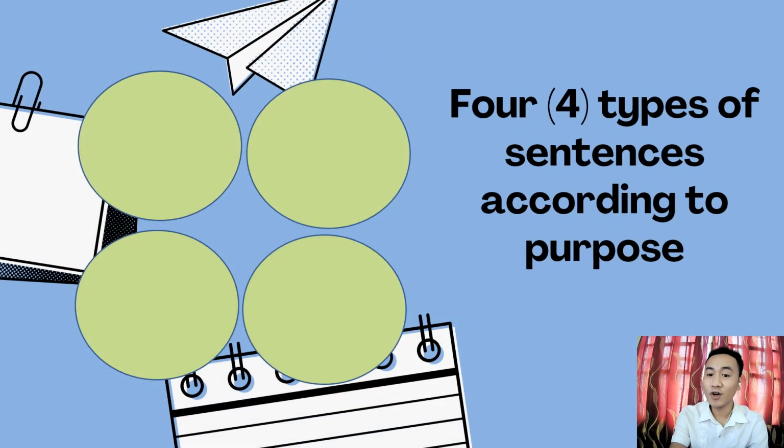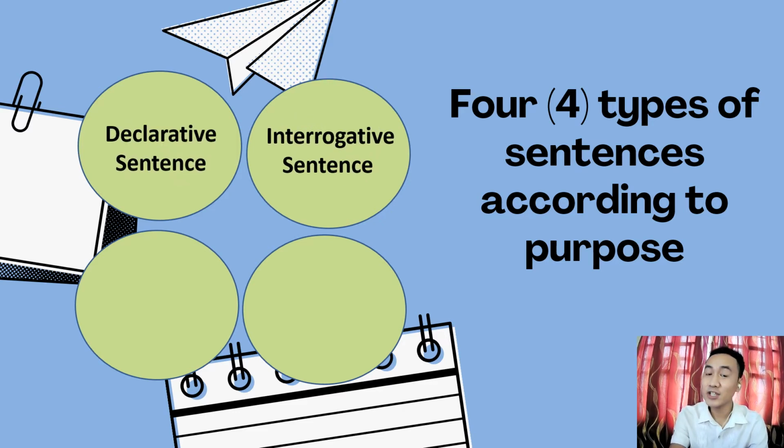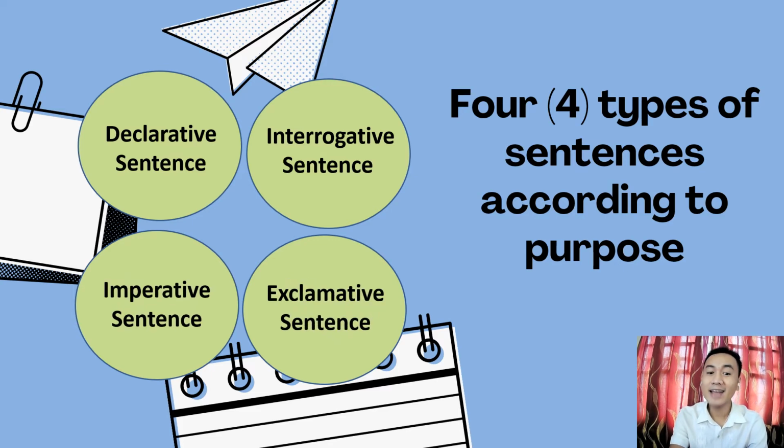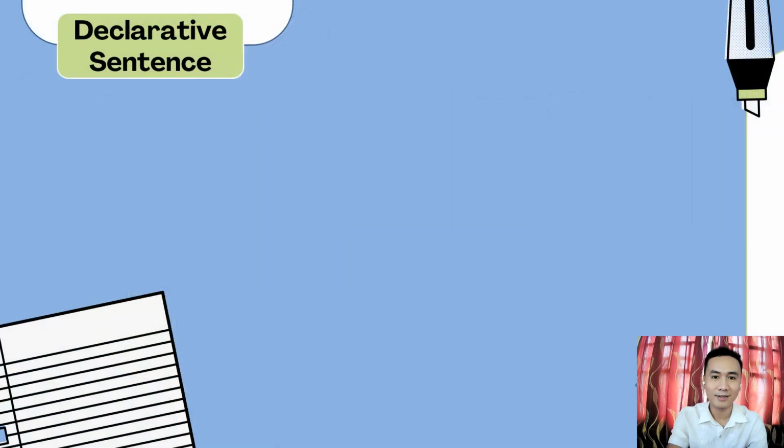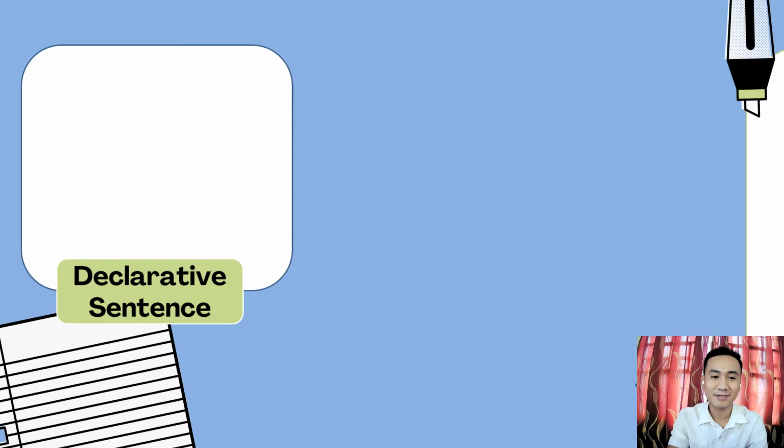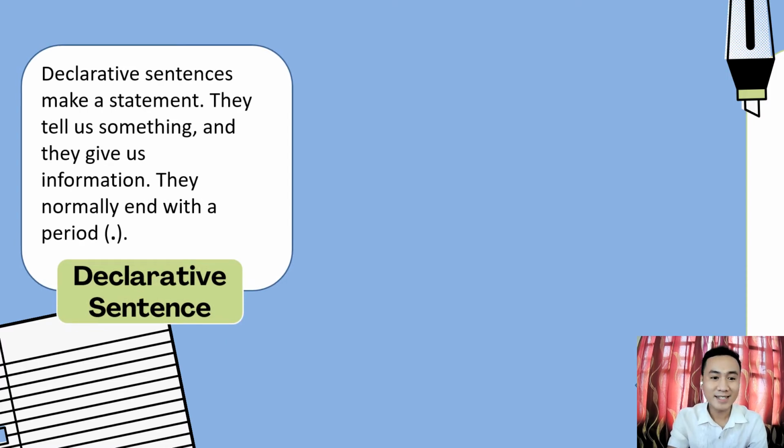There are also 4 types of sentences according to purpose: declarative sentence, interrogative sentence, imperative sentence, and exclamative sentence. Declarative sentence. Declarative sentences make a statement. They tell us something and they give us information. They normally end with a period.